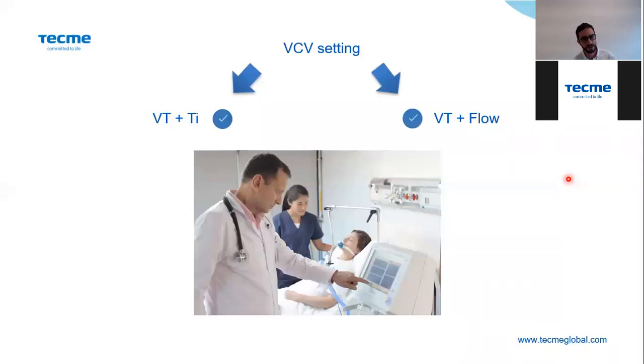So you can also set, instead of tidal volume and inspiratory time, tidal volume and flow. It's a configuration that you can do. For example, if you want to set a big flow, but in this case you cannot set the inspiratory time, so maybe the inspiratory time can be short or big.